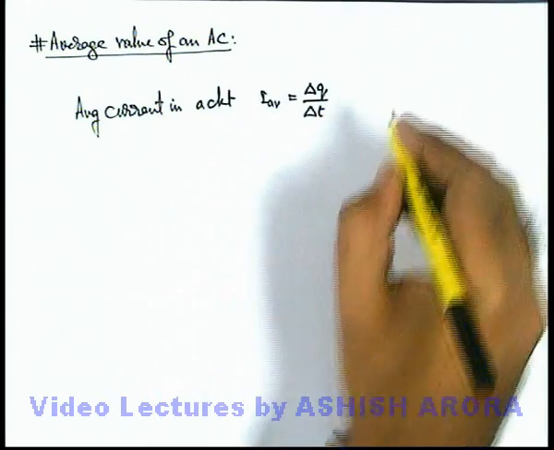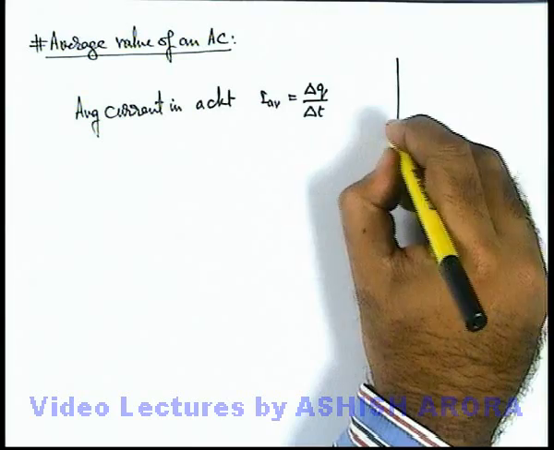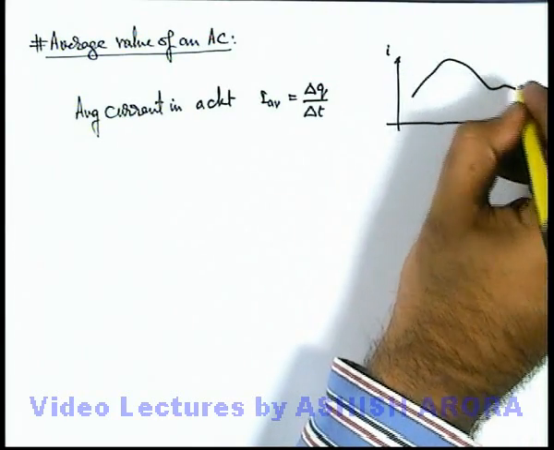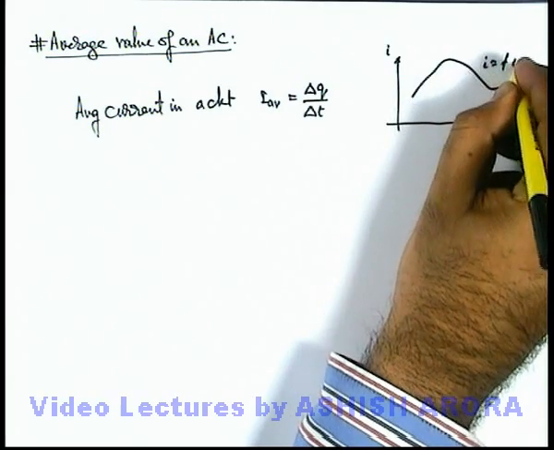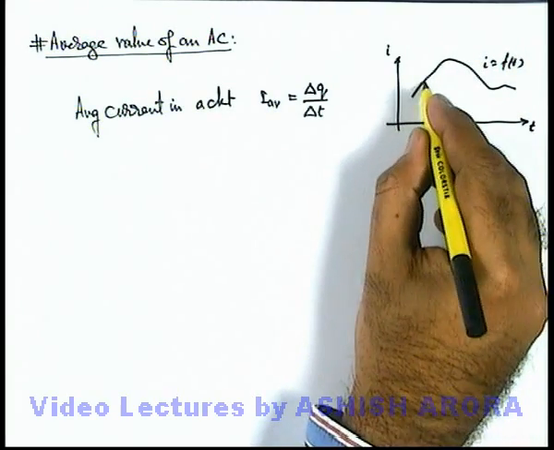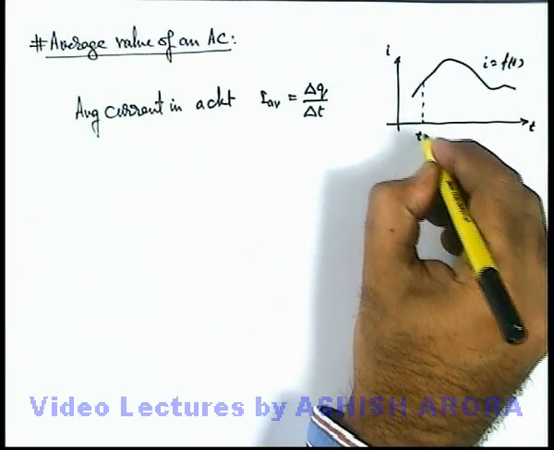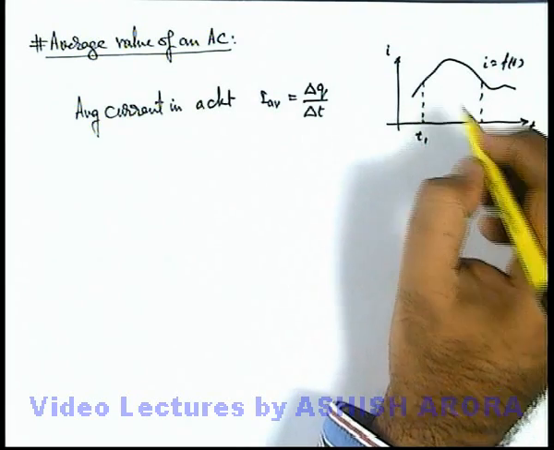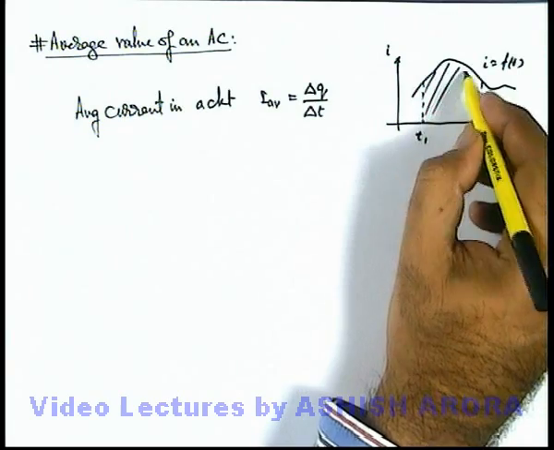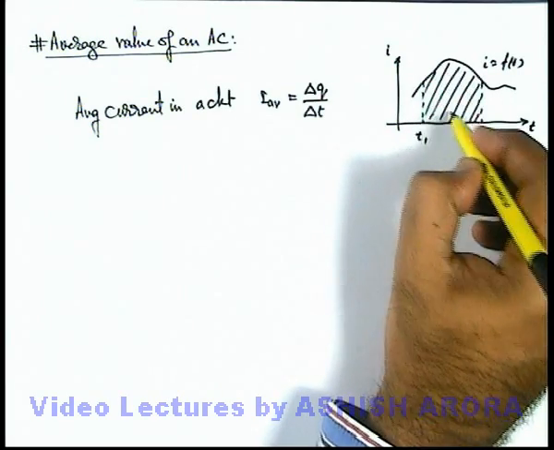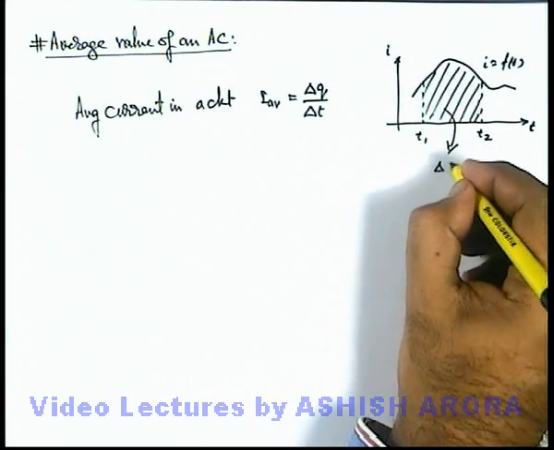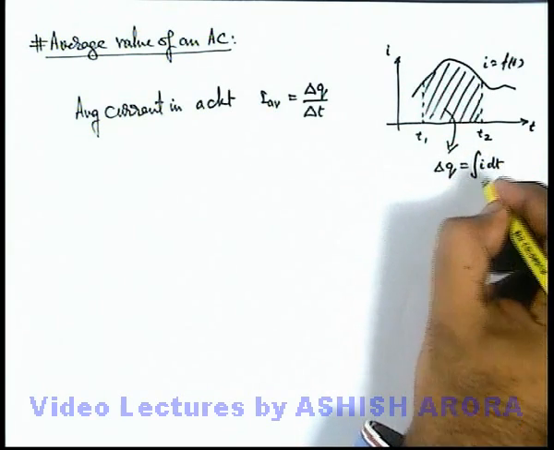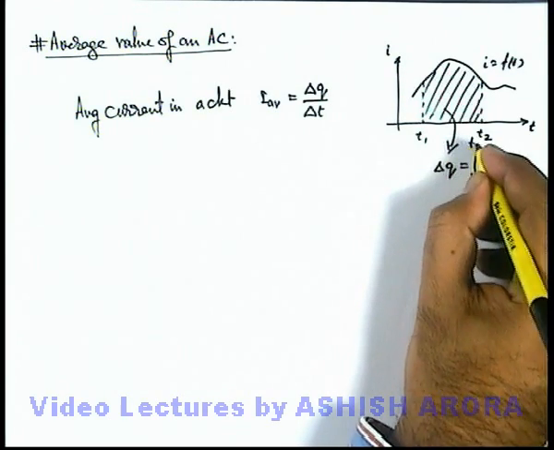If there is a time varying current, say we are given a function of current as a function of time, and say we wish to calculate the average value of current between time t1 to t2. Then the area under this curve from t1 to t2 will give us the total amount of charge flow delta q, which is written as integration of I dt from t1 to t2.